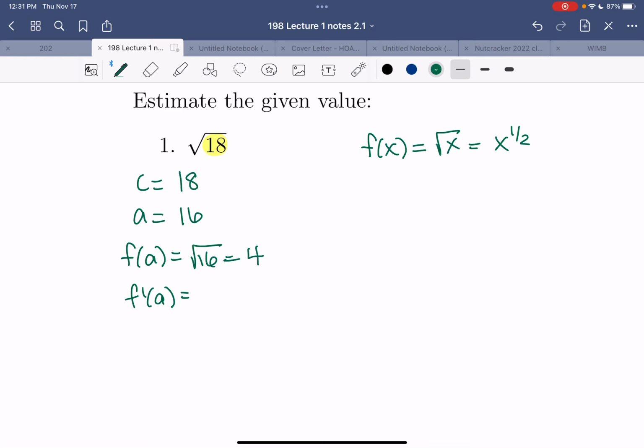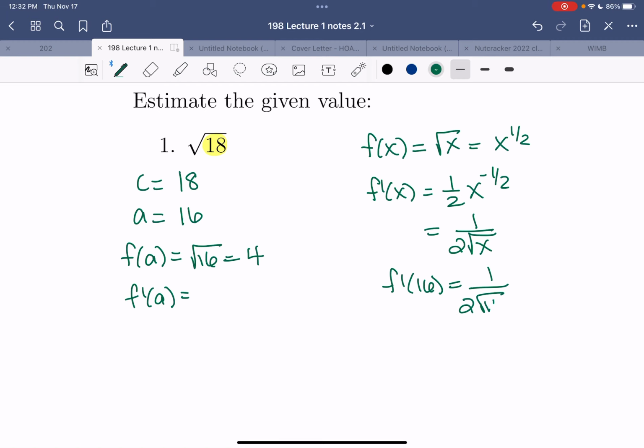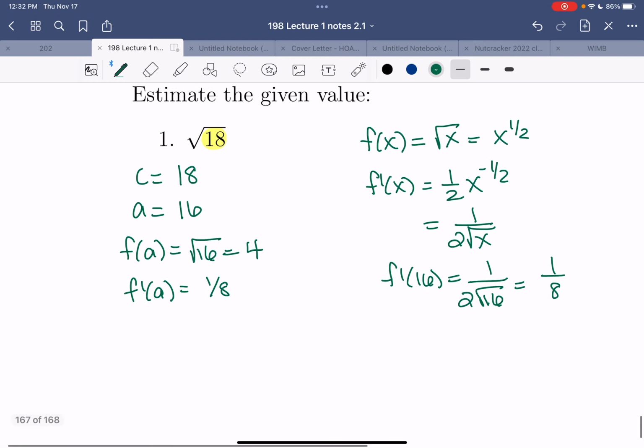And then f prime of a, I've got to work for. So first we take our derivative. That's 1/2 x to the minus 1/2, or 1 over 2 square root of x. Again, I convert back to square roots because we're plugging things in. Normally I wouldn't, but because we're plugging numbers in, the square root of x makes a lot more sense to me than x to the 1/2. Then we plug in our 16, and you get 1 over 2 root 16, which is 1/8. So my f prime of a is 1 over 8.